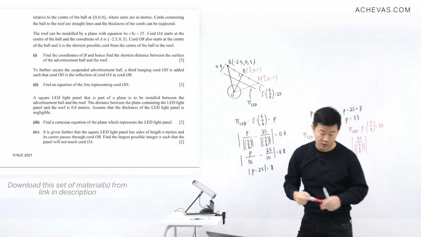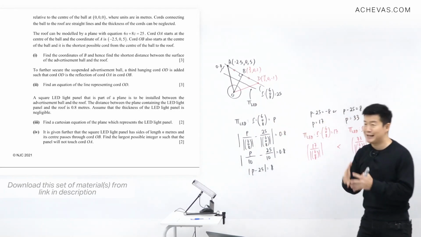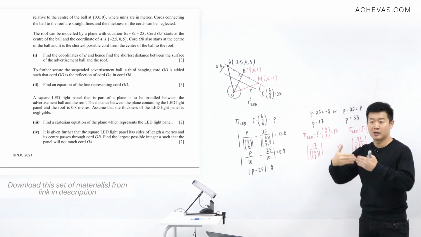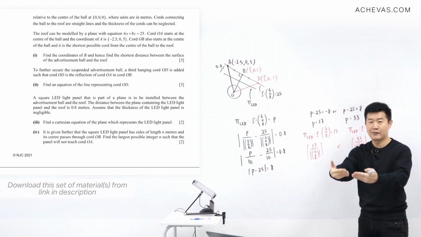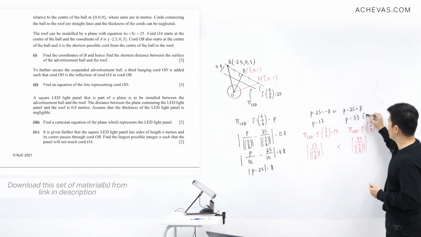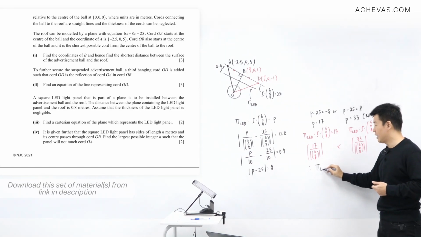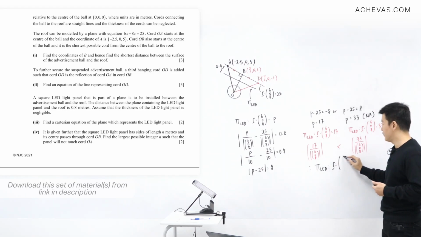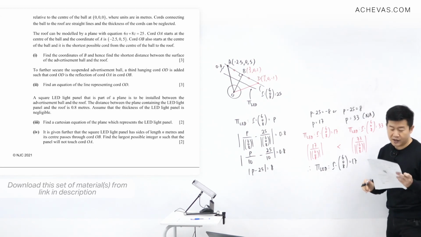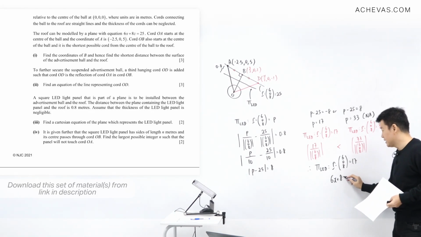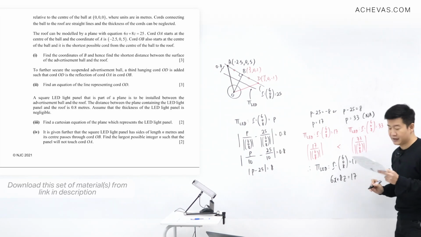And this is the one that I want to reject because we need the plane LED, the light panel, to be the one that is nearer to the advertisement ball. So this is going to be rejected. Therefore, we are going to be accepting this. Therefore, pi LED is going to be of the form r dot (6,0,8) is equal to 17. And the question requires us to give the Cartesian version for it. It is going to be 6x plus 8z is equal to 17.